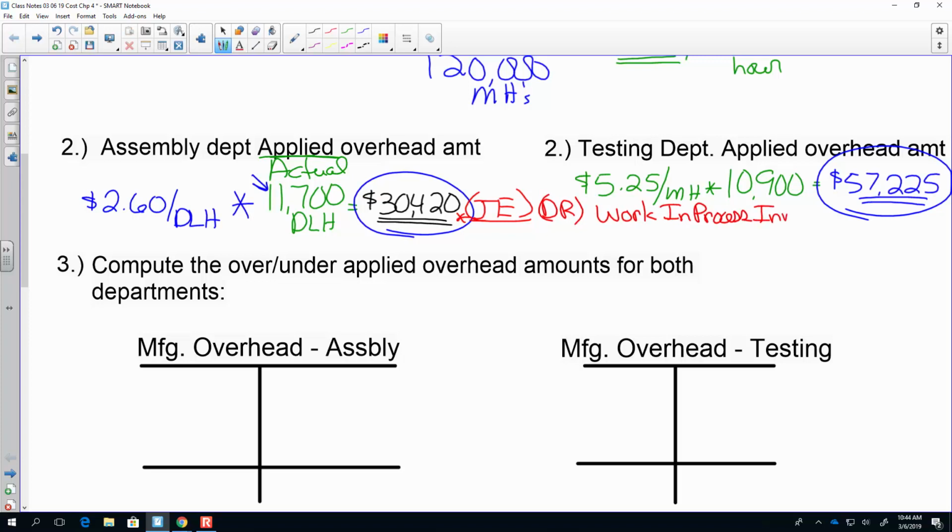Inventory for 30,420. And what am I going to credit to Polly? Overhead control. The overhead control, very good, excellent, perfect. For the 30,420, perfect, excellent.